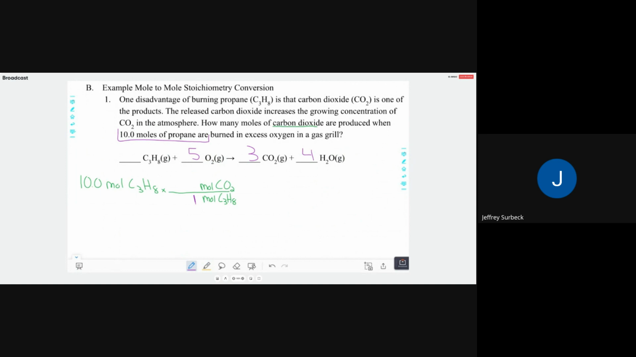Over here on the right, we're trying to get to CO2. What's the coefficient in front of CO2 in our equation? 3. So we're going to put 3 in our value here. Now, this is pretty simple. We take 10 times 3, which is 30. We would divide it by 1, doesn't change our number. So we end up with 30 moles of our CO2.